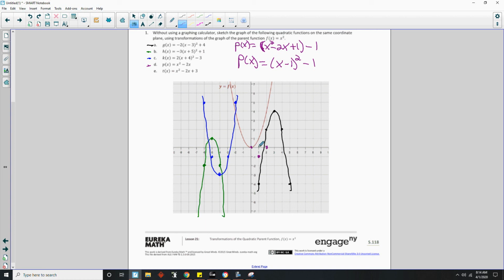The original parent function, if I went from the origin over 2, it went up 1, 2, 3, 4. So I'm going to do the same here. Over 2 from the vertex, up 1, 2, 3, 4, which is right here. Over 2, up 1, 2, 3, 4, which is right here. And then do one more. Or I don't have to, let me just graph that. Okay, so there's p of x, shifted 1 to the right, down 1.